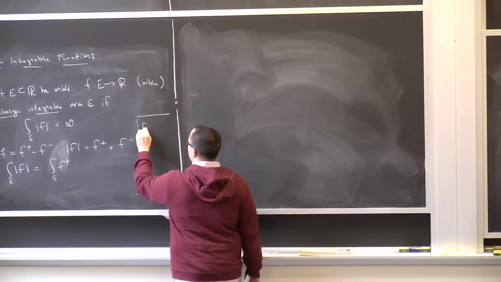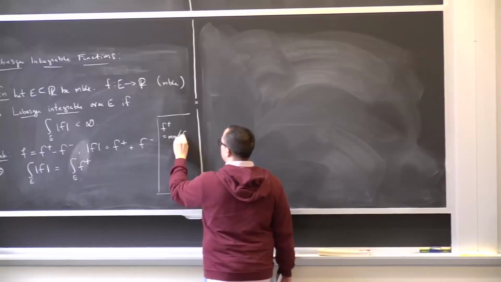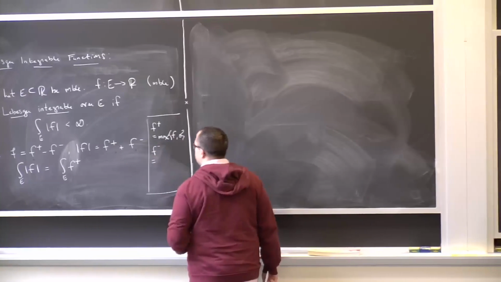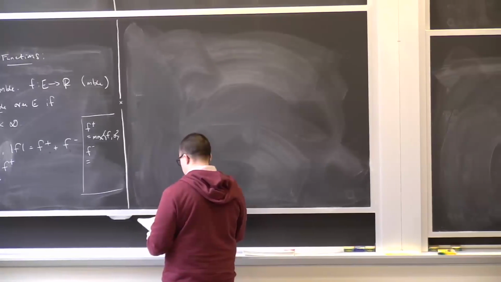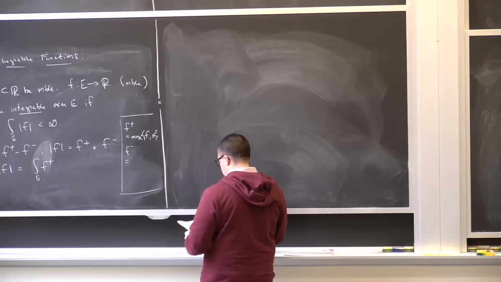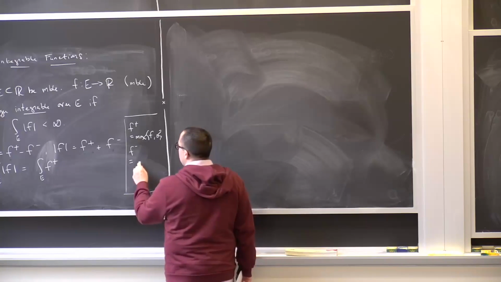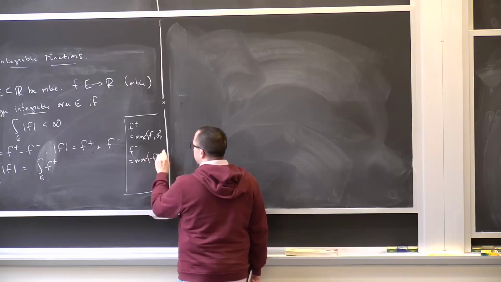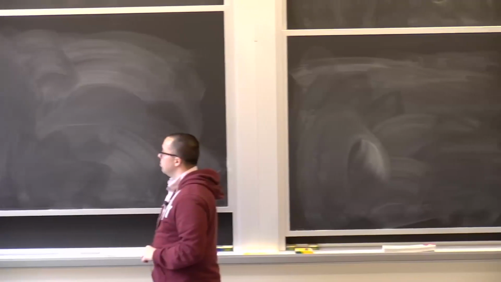So let me just recall for you. f plus is equal to max of f and 0. f minus is equal to max of minus f and 0. For some reason the f plus is always easy, the f minus is always trickier. Okay?